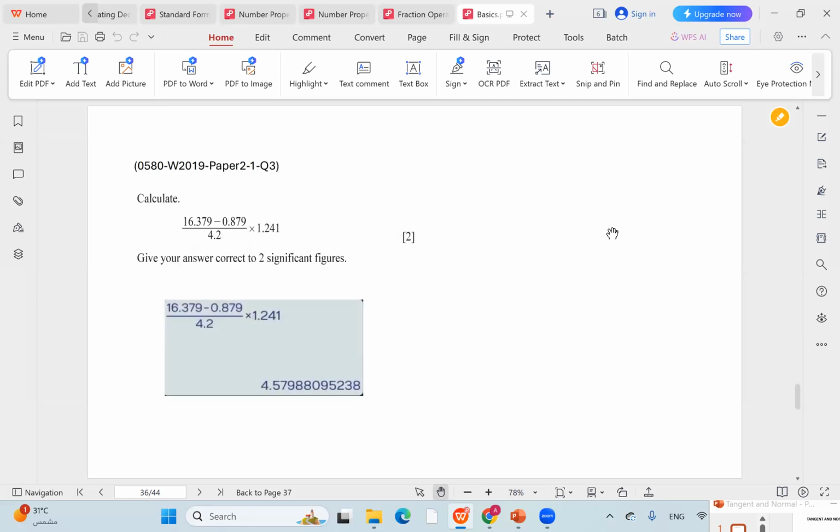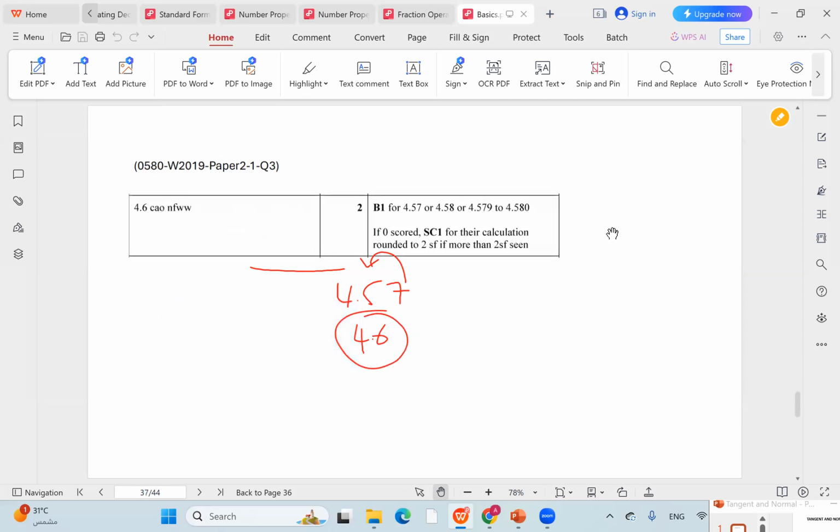So bear in mind that the answer here needs to be to 2 significant figures. So as the particular accuracy is imposed, you cannot write 4.57, for example, because this would be 3 significant figures. The 7 here affects the 5, so the answer is 4.6. The final answer would be 4.6.